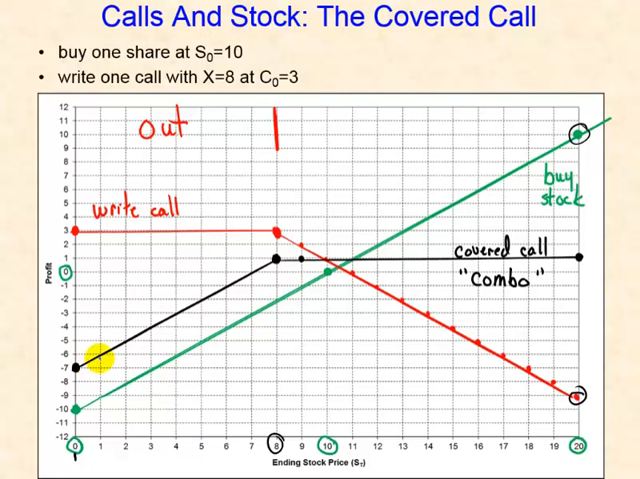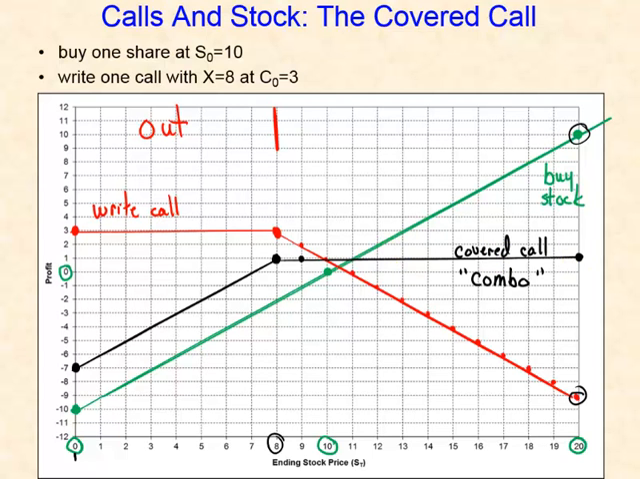Let's look at the profit line for our covered call here, the black line in our chart. At high stock prices, over on the right-hand side of the chart, we see that our payoff is flat. We've given up the upside potential from the stock itself. The stock is making money, but we're losing on the call option and offset the profit on the stock. So we have fixed losses on the right-hand side.